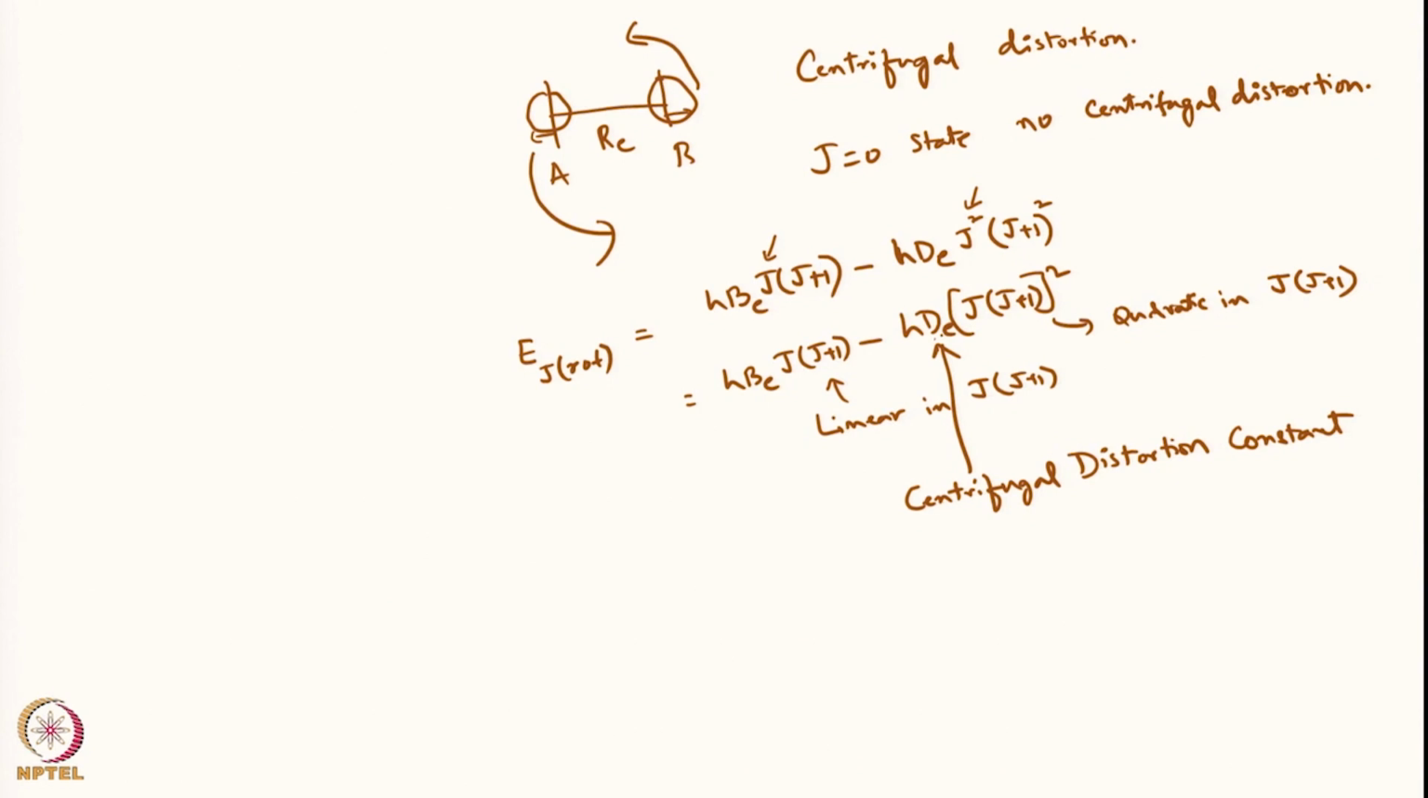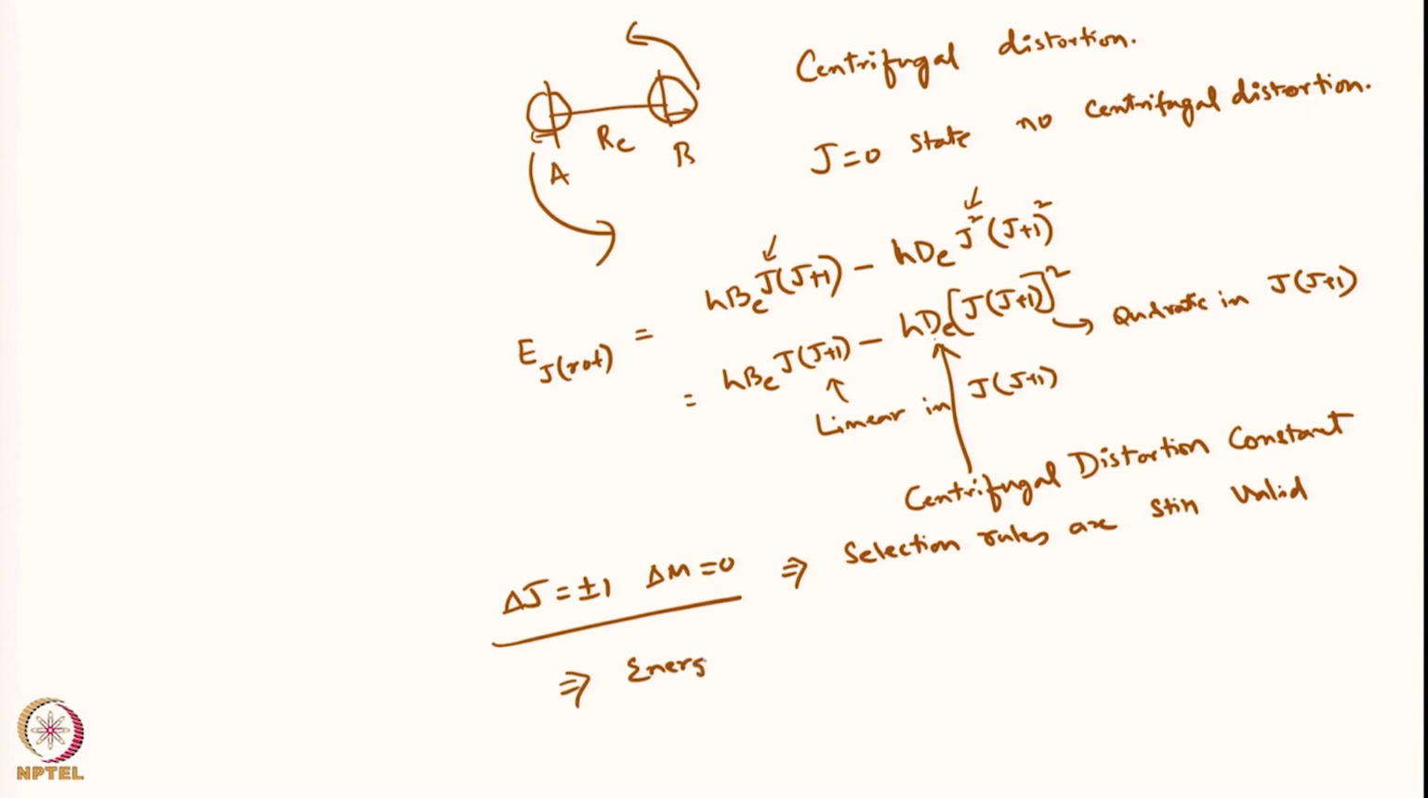Okay. So, now let us look at, having done all this, the nature of the wave function has not really changed, you are still using spherical harmonics. So, delta J is equal to plus minus 1 and delta M is equal to 0. These selection rules are still valid. However, what you are changing is the energy spacing.